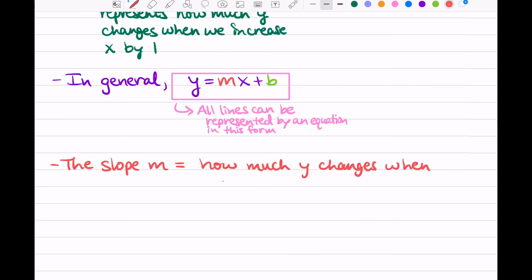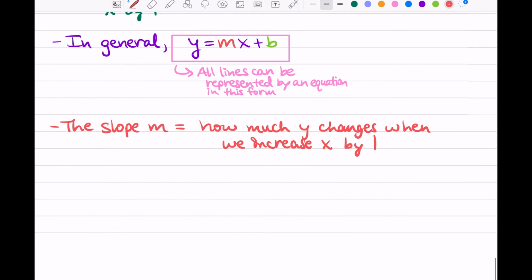when we increase x by 1. You'll often see this written as how much y changes is how much we go up or down. So that would be how much we rise on our graph. And when we increase x, we go left to right. That's called running. You run left to right, you rise up and down. So rise divided by run, that is the formula for slope.